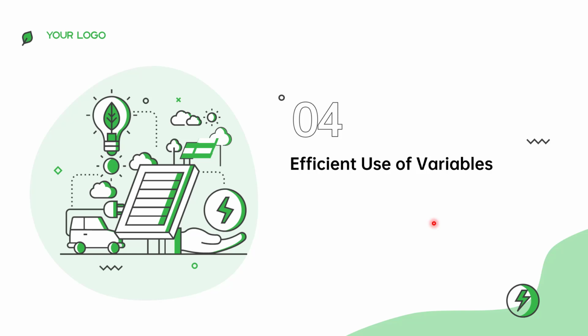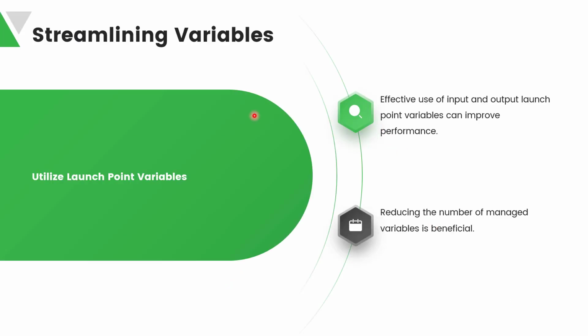Fourth here is efficient use of variables. So efficient use here of input and output variables can lead to launch point variables. It can improve the performance of your script. Okay, so take care of input and output variables. Also, try to reduce the number of managed variables. It's also beneficial here. So take care of your variables in your script.